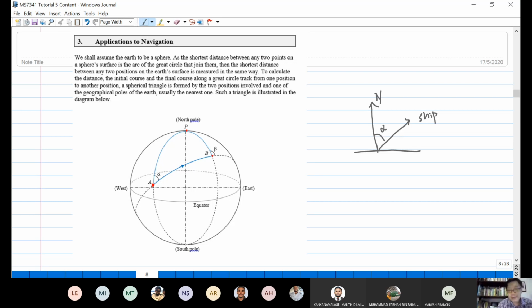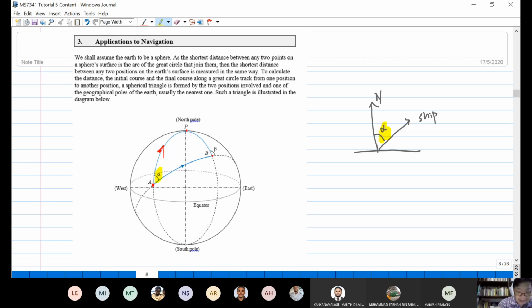Alpha here. This end, you can see from here, is actually going to the North Pole now. Instead of a straight line, you're not going to look at a straight line now because it's a curve. Okay, great circle now. This is going to the North Pole. Of course, it's not this direction to the North Pole. Then alpha is an angle here. This is the bearing.